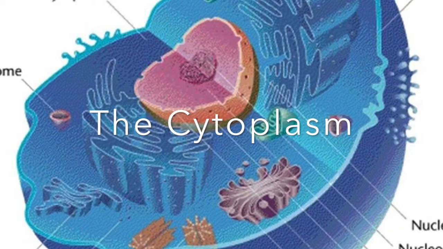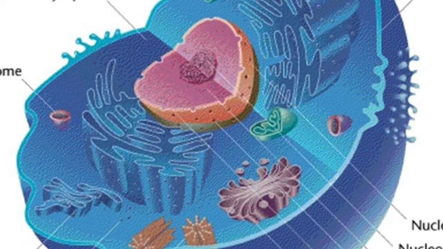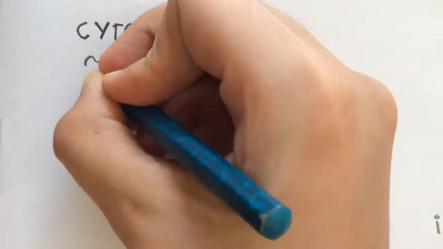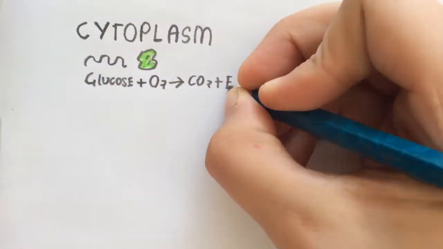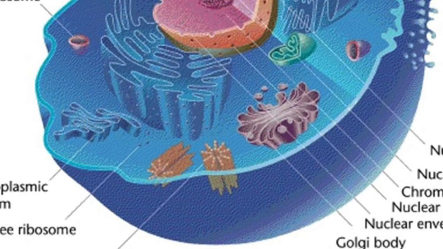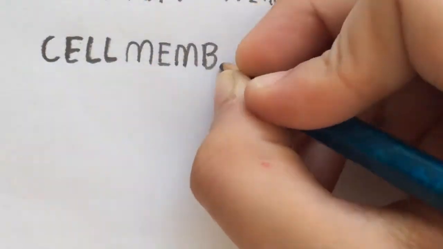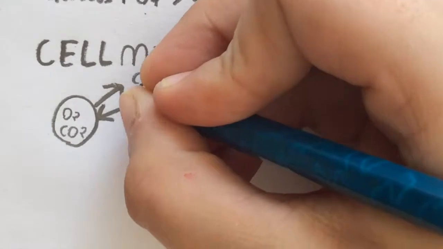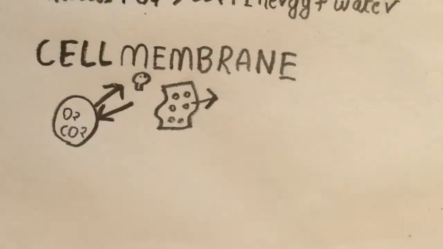The cytoplasm is that jelly-like fluid inside the cell where all the chemical reactions take place. It is a very important part where all the organelles are located. Well, we can call the cell membrane the skin of the cell because it is semi-permeable, so it allows some materials to pass through and some materials to not pass through, depending on its toxicity.